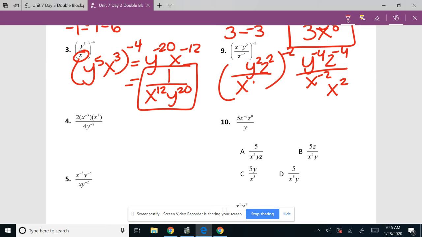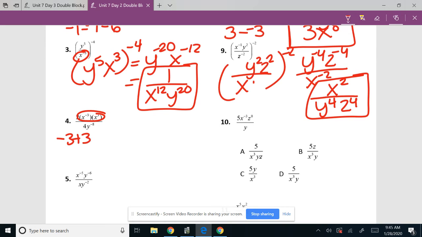So x2, y4, z4. All right, I'm going to go ahead and help you set up number 4. Remember, you're adding these two because they're at the top. A negative 3 plus a 3 is going to give you 0. So that means the x is gone.